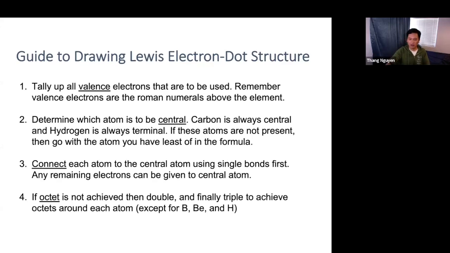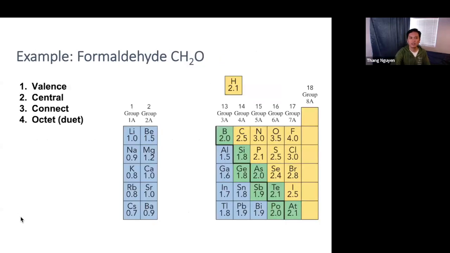Okay, so I will go and give you some examples of how to use these rules. And we can summarize them. The first rule is basically valence, right? Count all your valence electrons. The second rule is know what your central atom is. The third step is to connect them. And the fourth step is to make sure that everybody has an octet or duet, and that you have only used the number of valence electrons that you have, no more and no less.